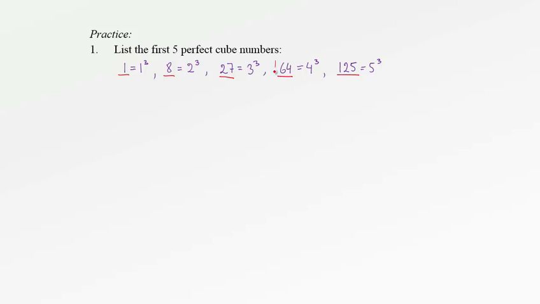And something special about 64. 64 is a perfect cube. And we also know that it is a perfect square. It is 8 squared or it is 4 cubed. So that's a very special number.